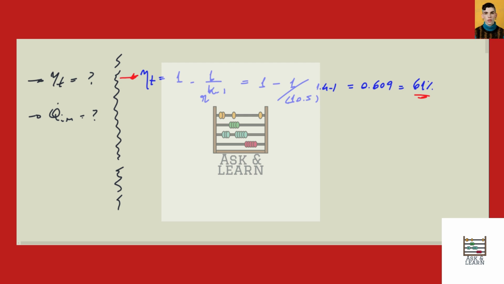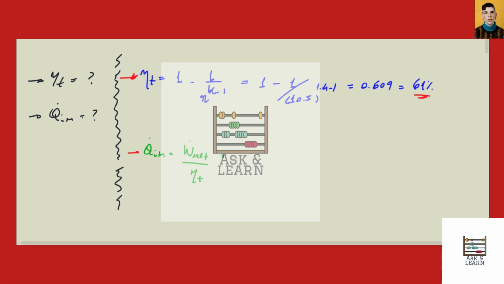Now we have to answer what is the heat input. So the heat input, the rate of heat input, Q dot in, is just the rate of net work divided by the thermal efficiency. So this is the second equation we must remember to solve this problem.